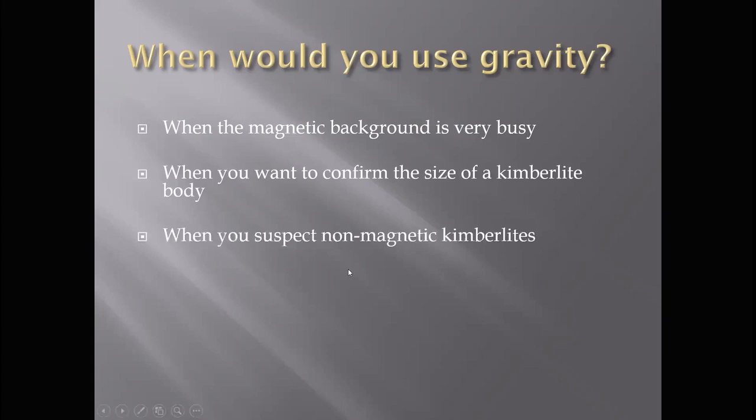You may suspect non-magnetic kimberlites. Group 2 kimberlites don't have a lot of ilmenite in them. They're very micaceous, and therefore you can fly an extremely sensitive magnetic survey in a quiet background and still not see them. I'm going to show you some examples of that from Angola.